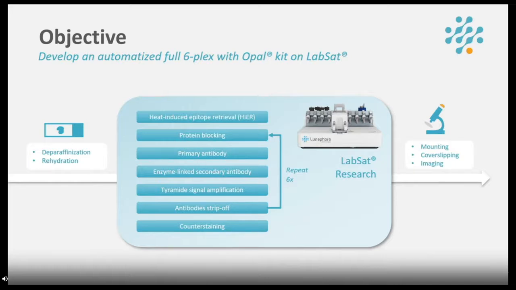while the pre-processing, meaning deparaffinization, rehydration of the tissue, as well as imaging, will still be done outside LabSat, the machine will take on all the steps that are directly related to the staining itself, starting with the heat-induced epitope retrieval, protein blocking, primary antibody, secondary antibody, and the TSA itself, then elution, all the steps being repeated a number of times corresponding to the detected markers, and finally counterstaining.